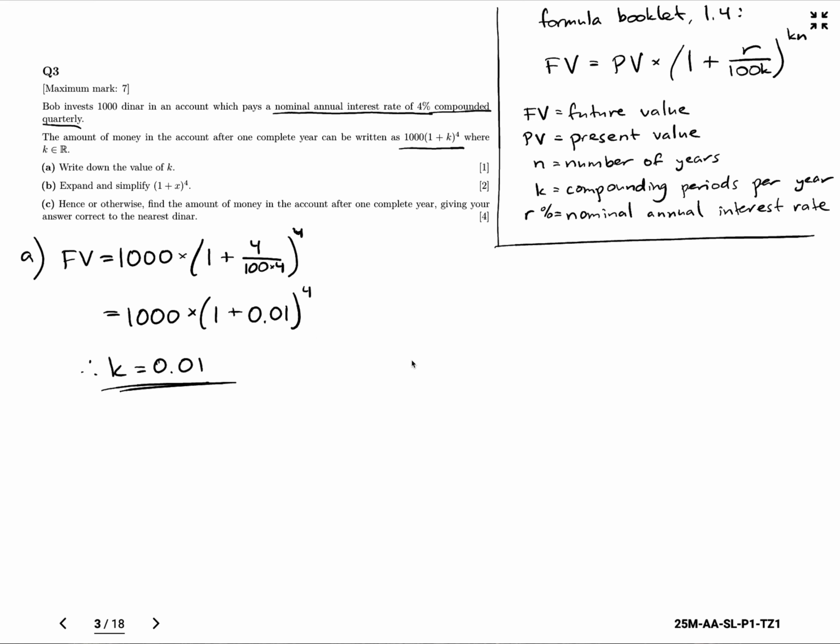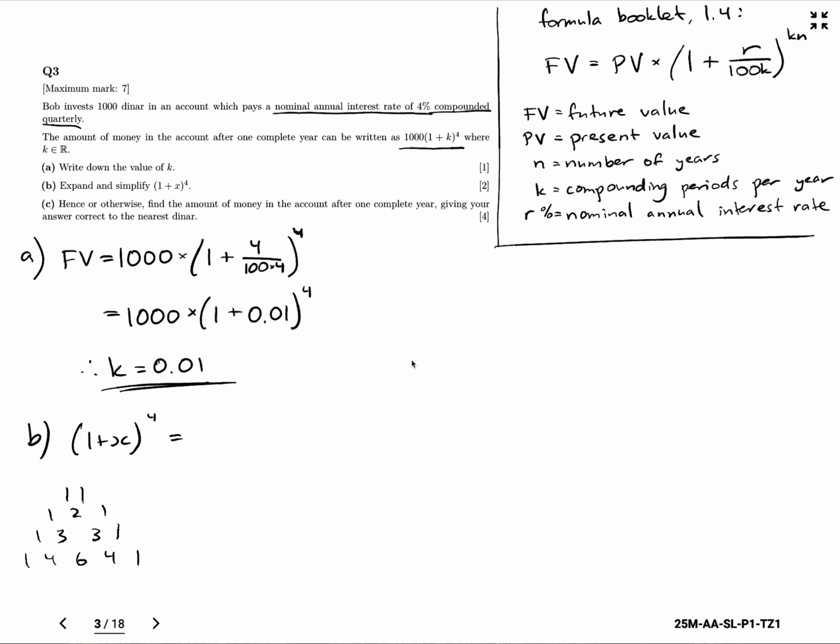Okay, and part B, expand and simplify (1 + x)^4. And to do this we're going to need Pascal's triangle, which is the easiest because it's not a very large power. So we write down the first few lines of Pascal's triangle. This is enough lines because when it's to the power of 4 we're going to have 5 terms, which we already have here.